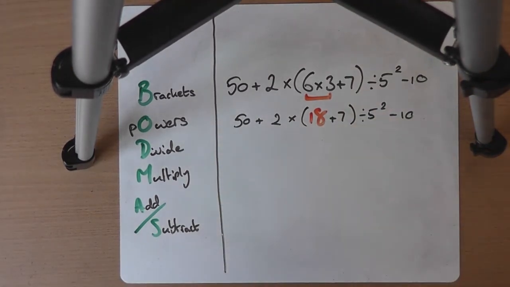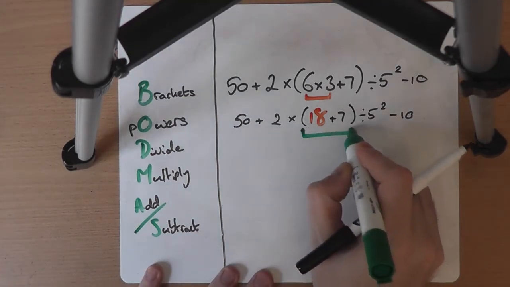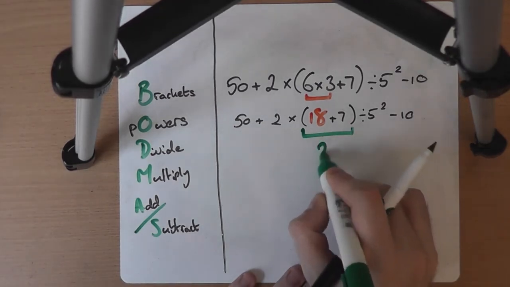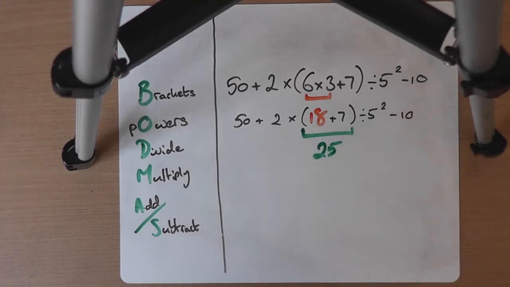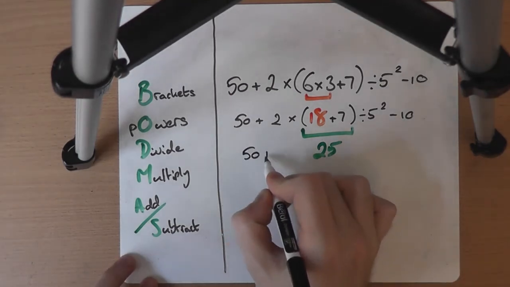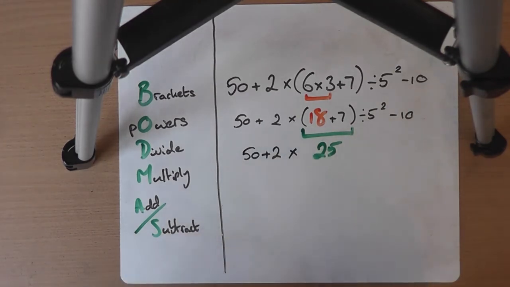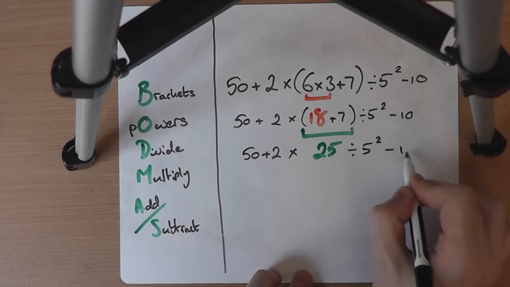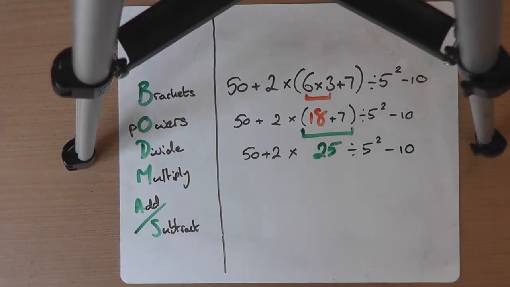We can now deal with the whole bracket, or what's left of the bracket. We've done the 6 times 3 within the bracket. We've got 18. We can now deal with the rest of the bracket. And in that bracket, 18 plus 7 is 25. The stuff in front of the bracket and the stuff after the bracket will then carry down onto this next line. So the 50, the plus, the 2 and the times in front, and then the divide, the 5 squared, the minus and the 10 afterwards. So that's brackets dealt with.